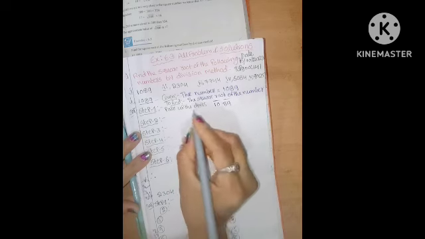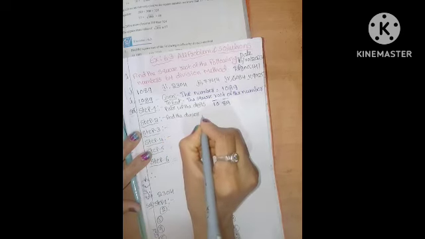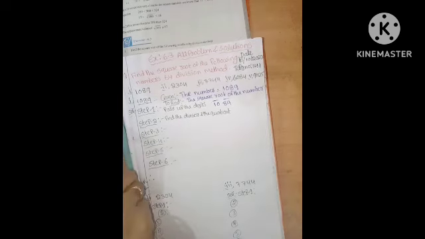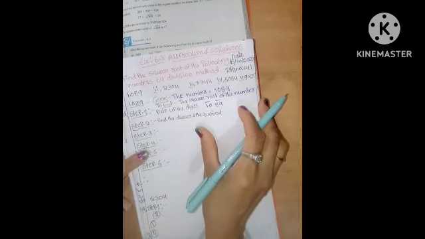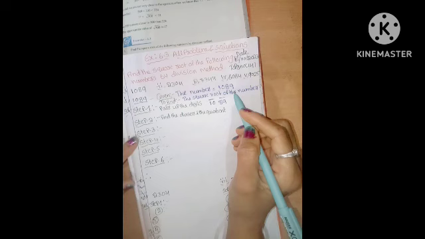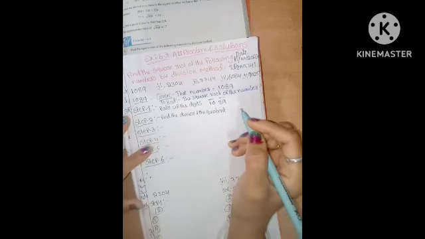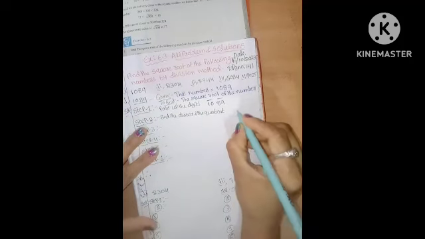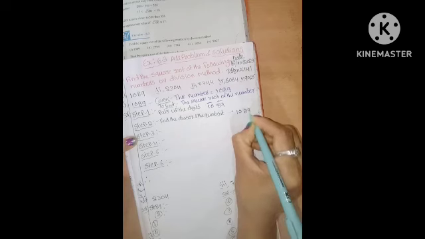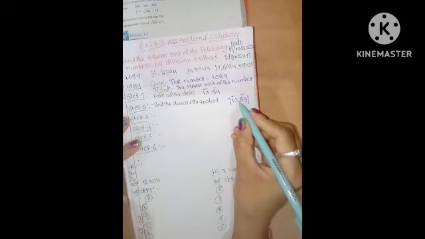Next, step 2, find the divisor and the coefficient. How will you find the divisor and the coefficient? First, the largest number whose square is equal to or less than the first pair. This is the first pair and this is the second pair. So that number will be the divisor and the coefficient. Whose square is equal to or less than the first pair.